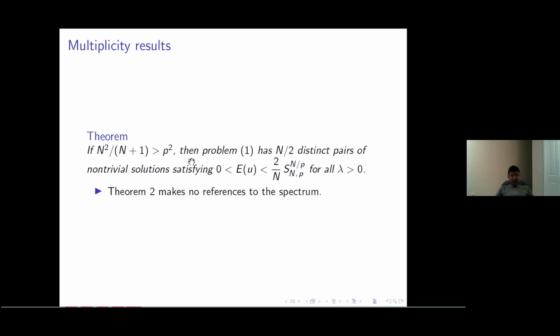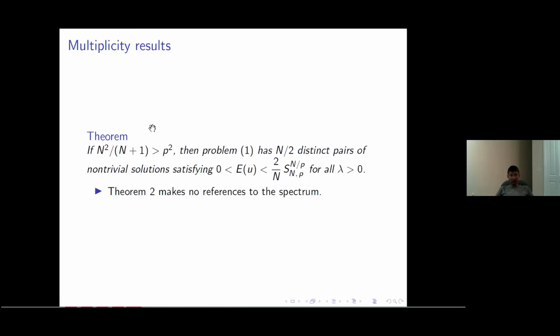And then the conclusion is that the problem has n over 2 distinct pairs of non-trivial solutions with the energies in the same range. And this holds for all positive lambda. So this holds whether or not lambda is an eigenvalue. And notice that this theorem does not make any references to the spectrum at all.